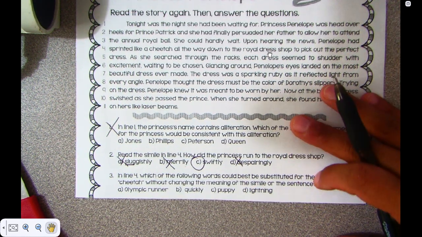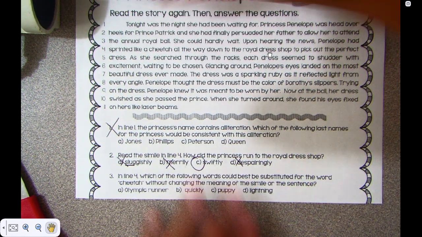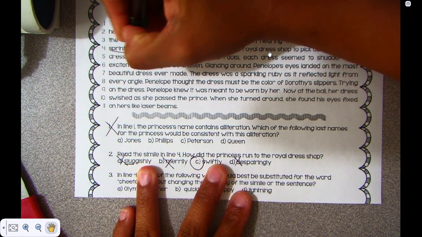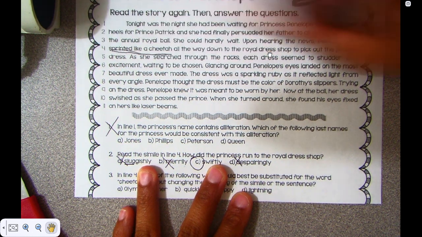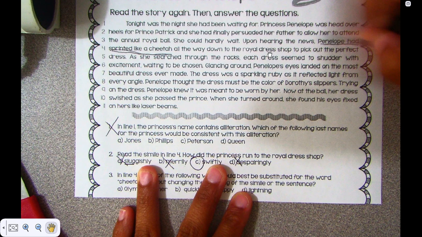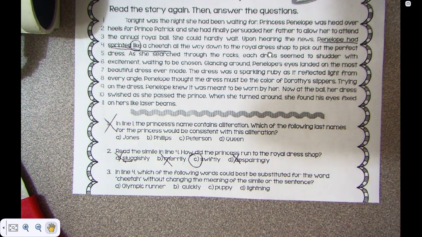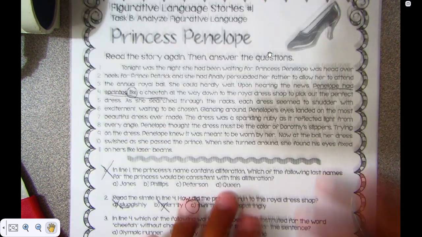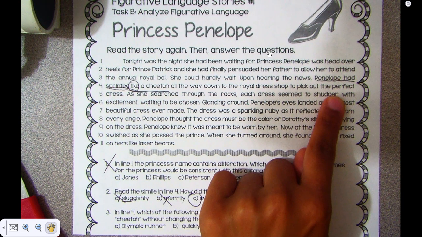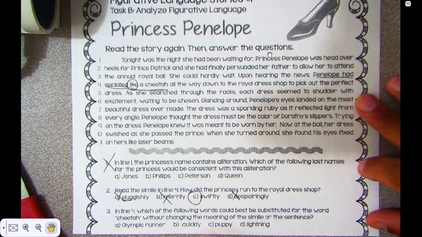So now let's look at number 3. In line 4, so still using this same simile, the comparison of Penelope to the cheetah using the word like. Which of the following words could best be substituted for the word cheetah without changing the meaning of the simile or the sentence? So guys, basically what we have to do is rewrite this sentence and figure out which word I could substitute.